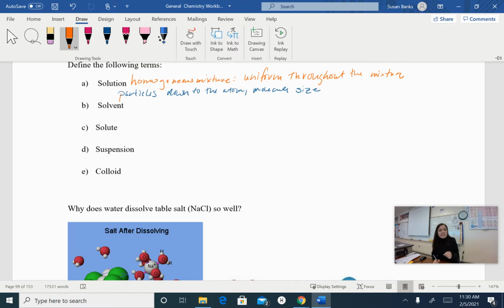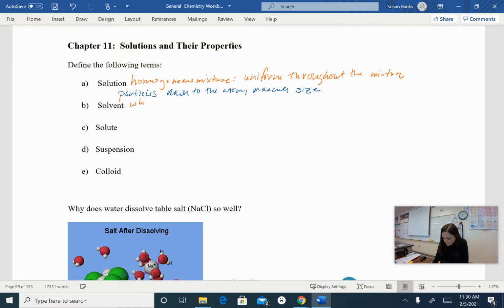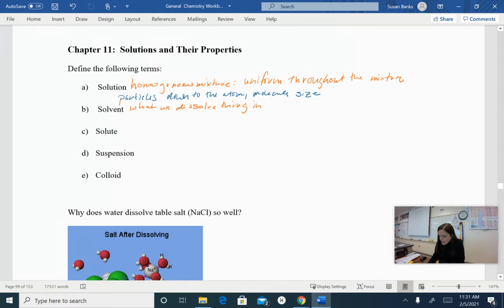Now, solvent is what we dissolve things in. So it is what does the dissolving. What we dissolve things in. So, for example, if I took a spoonful of sugar and put it in a cup of water, the solvent would be water. So solvent, when we're talking about solutions, it's always the majority portion.